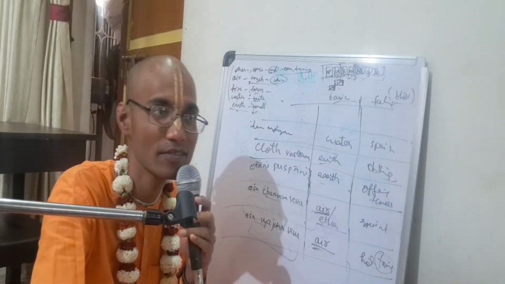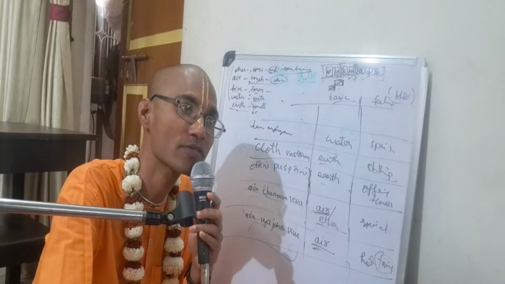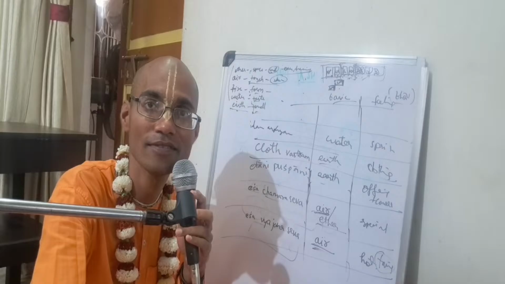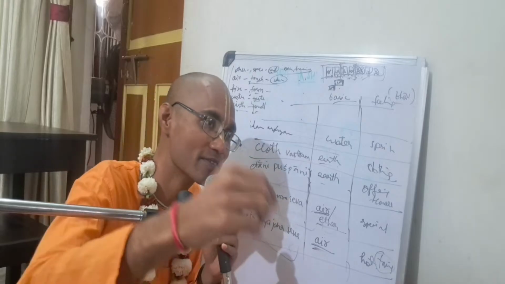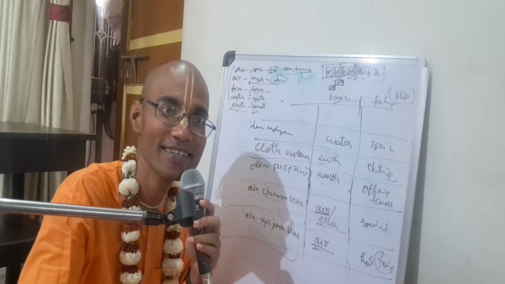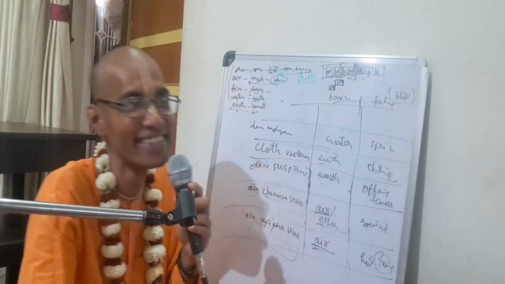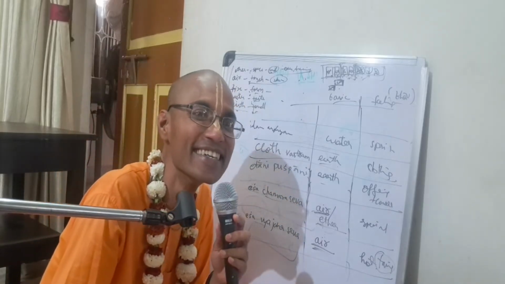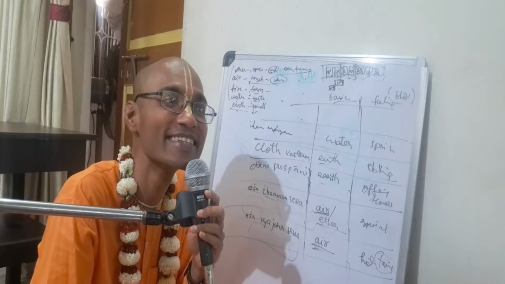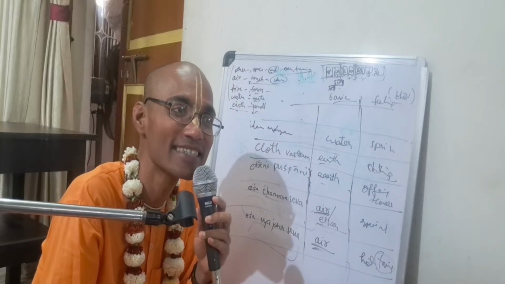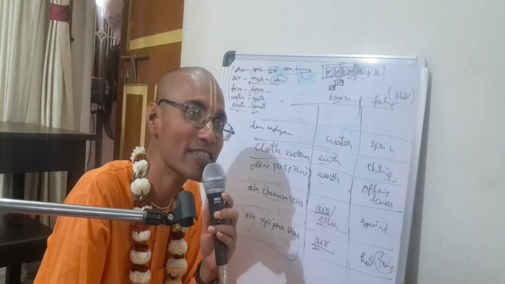Should be completely wet. How much wet should the cloth be? At least water should be dripping, no? How much wet? What are the other opinions?